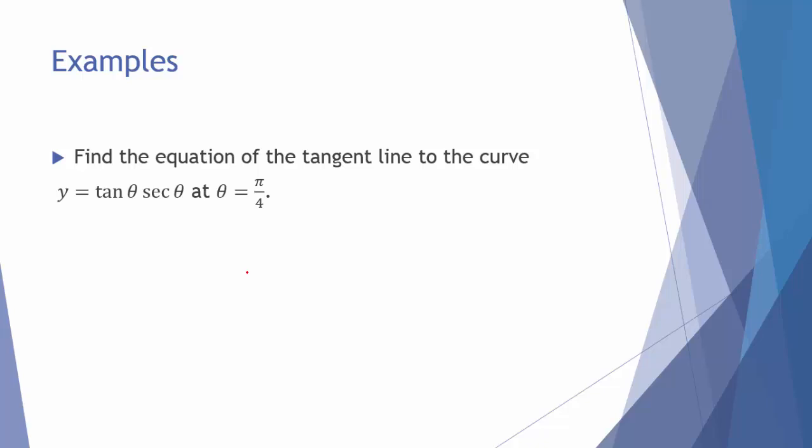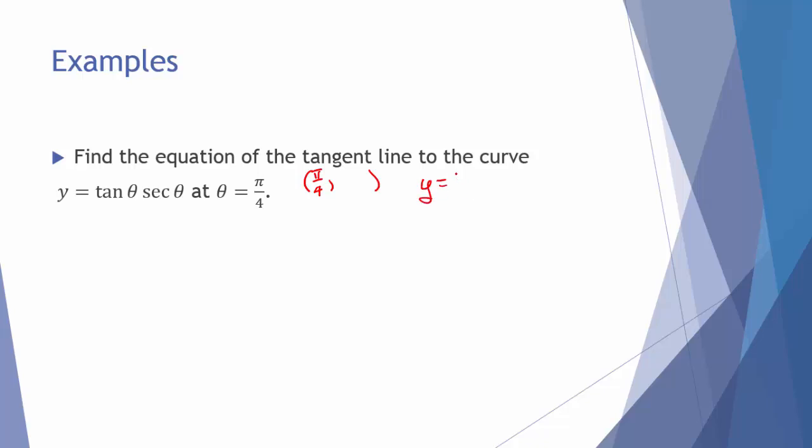Technically, we don't have the point. What we have is a theta value. That's my independent variable, what's being inputted into my function. So I actually don't have the output at this point. I'm trying to figure out the ordered pair. I know the first coordinate is pi over 4. I need the second coordinate. In order to find the y value, I just plug pi over 4 in.